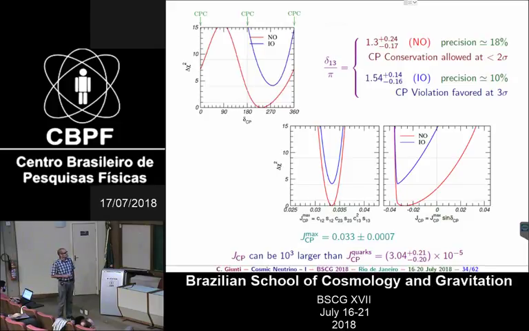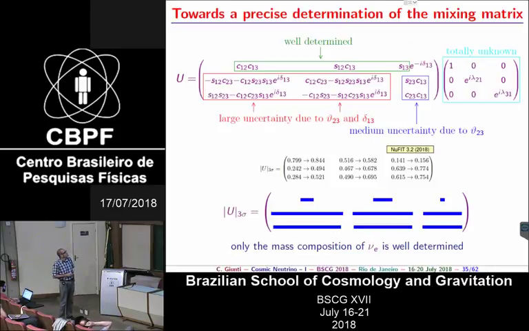So when you consider this Jarlskog invariant, since these mixing angles are large, you can have a maximal CP violation of about 0.033, which is 10 to the 10th, which is 1,000 times larger than the CP violation measured for the quarks. Of course, this depends on the value of the phase, but potentially the CP violation in the lepton sector can be 1,000 times larger than the CP violation in the quark sector.